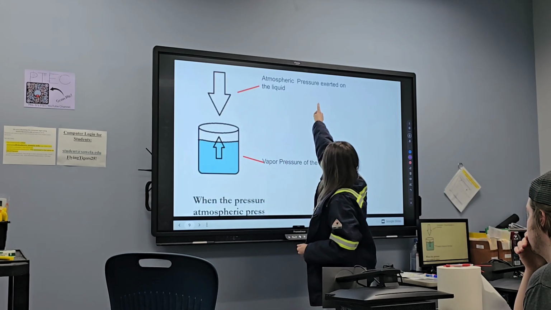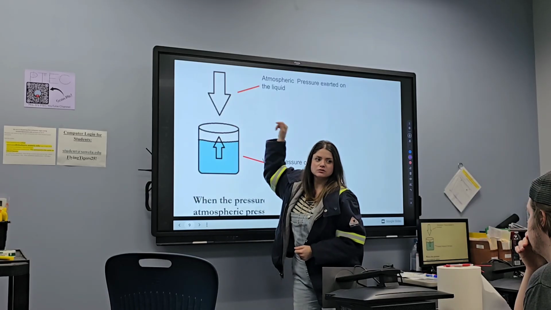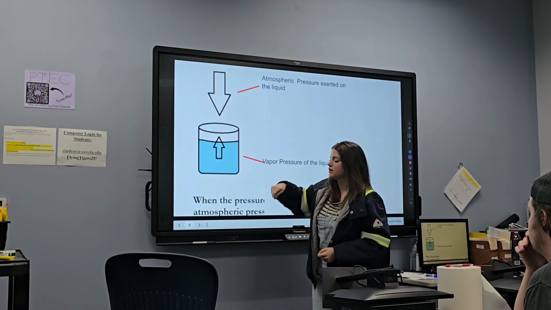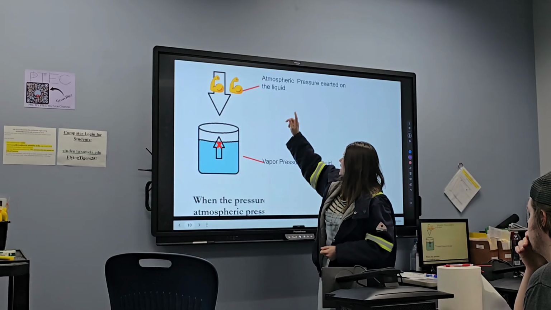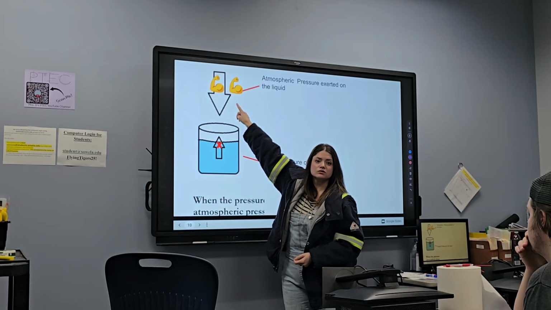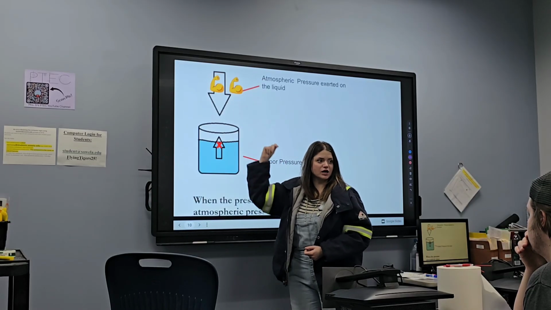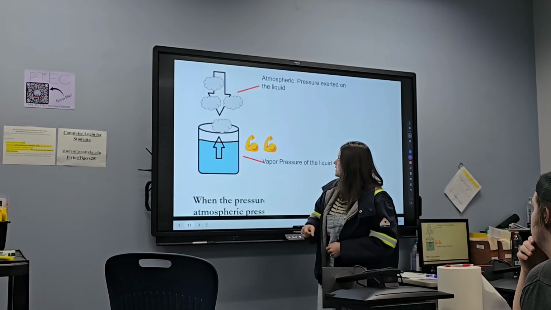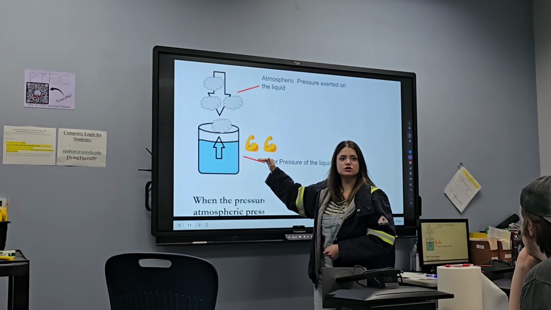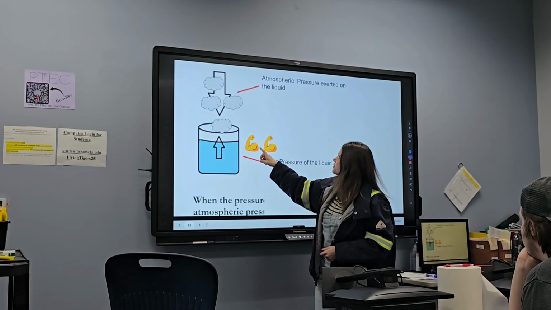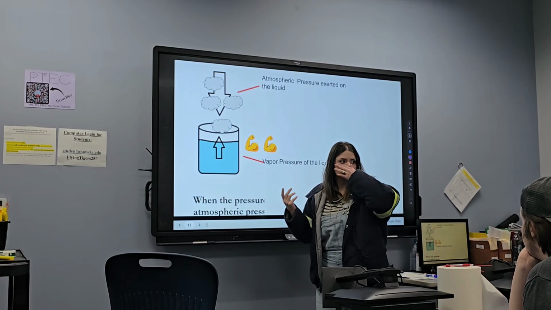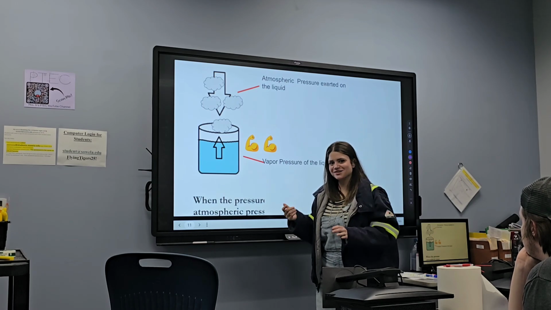Okay, so atmospheric pressure is exerted on the liquid's vapor pressure. Okay? If the atmospheric pressure is stronger, is the liquid going to be able to overcome it and escape in vapor form? No. But if the vapor pressure is equal to or stronger than the atmospheric pressure, is it going to be able to overcome it? Following? Like my little emojis?